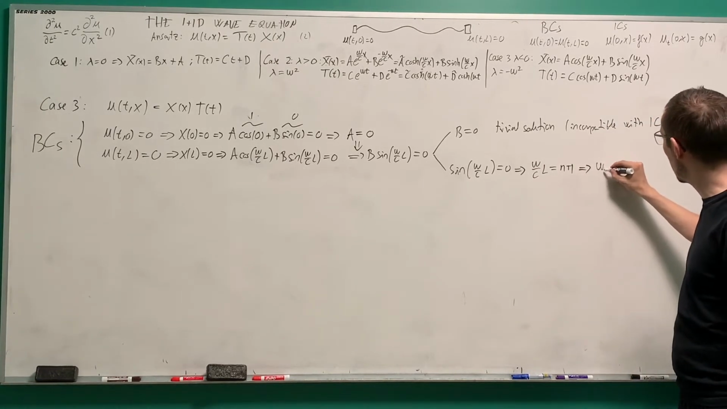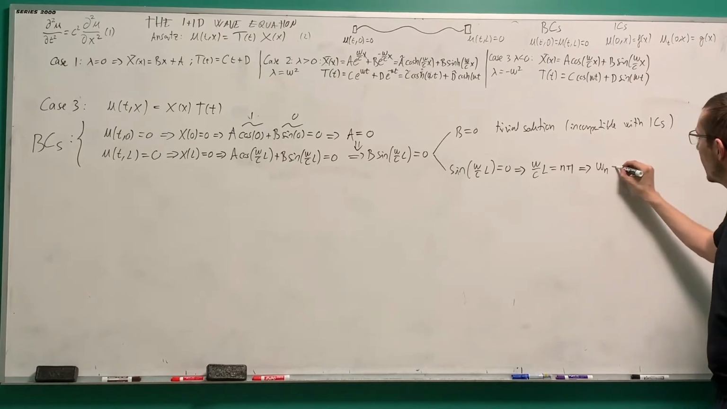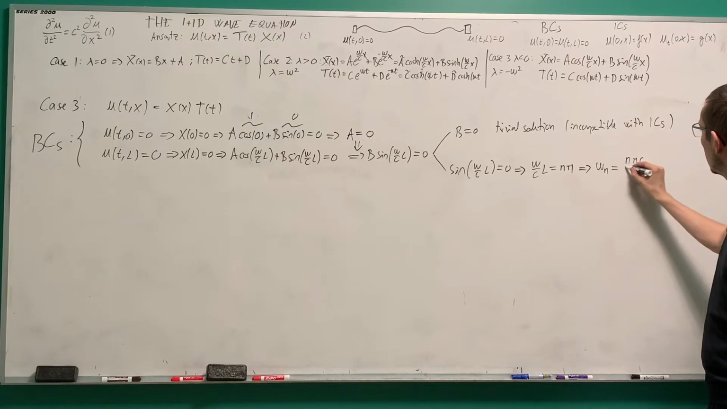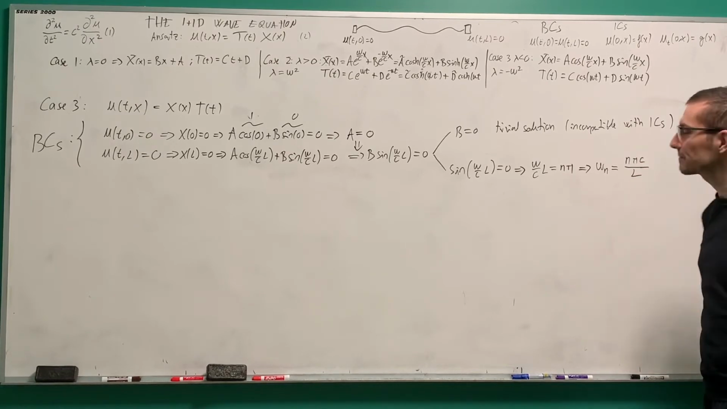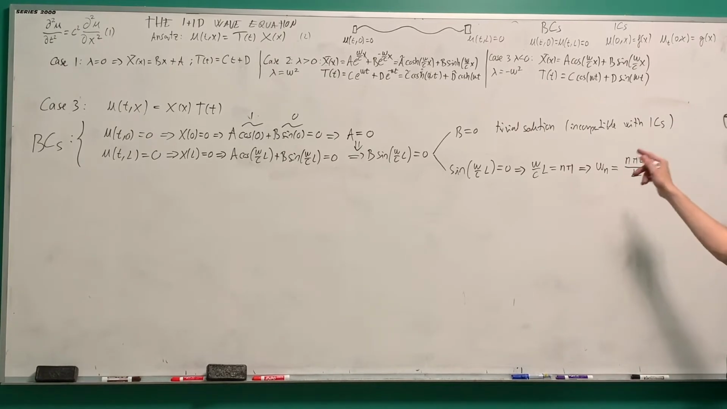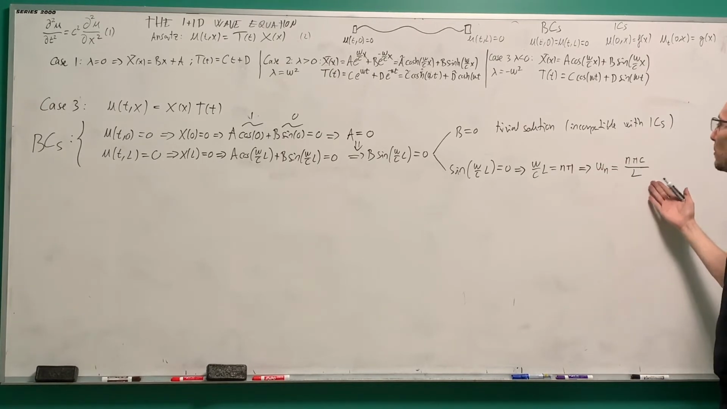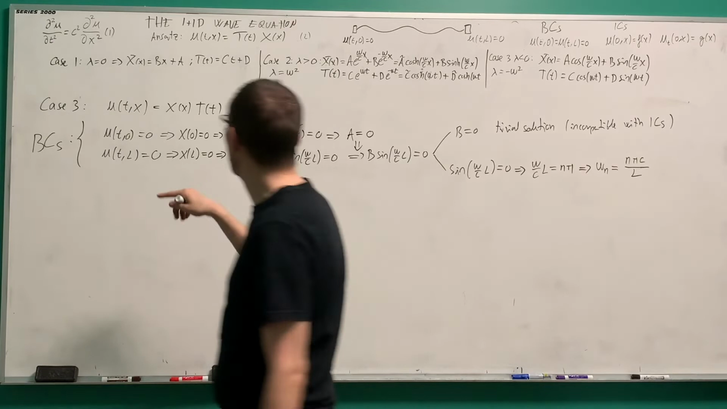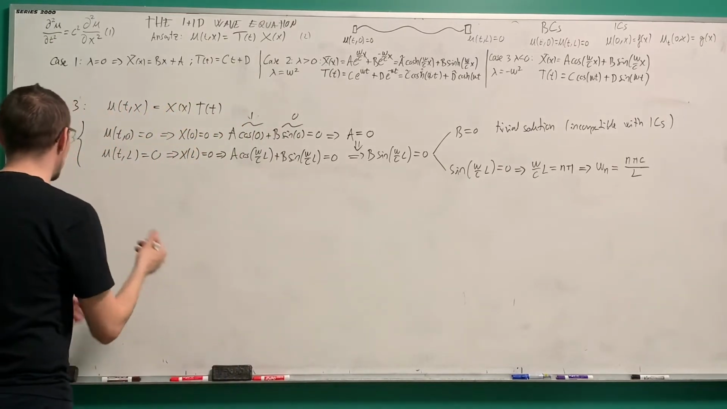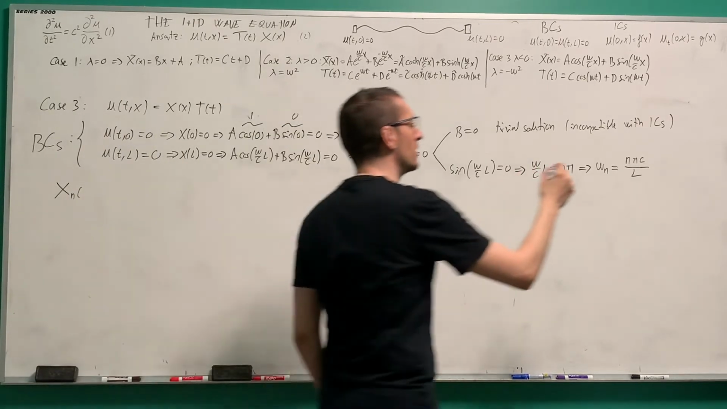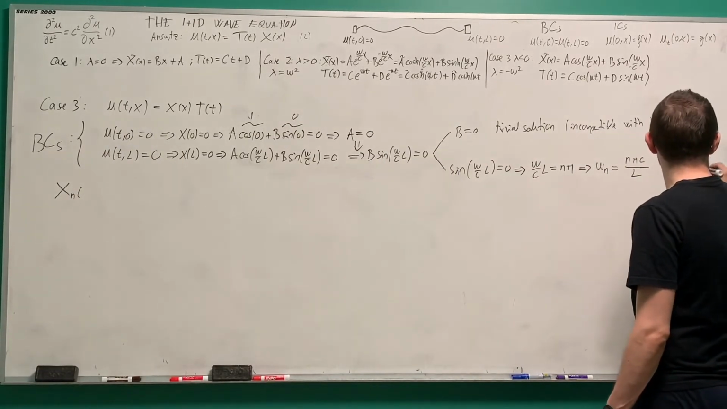Let's call them omega n. And these omega n's are n pi C divided by L. So when omega is n pi C divided by L, the sine is 0 and gives me an infinite number of solutions. We can write the infinite number of solutions as follows. We will have x sub n, because there's an infinite number of them for n. I didn't write it here, but n is an integer.